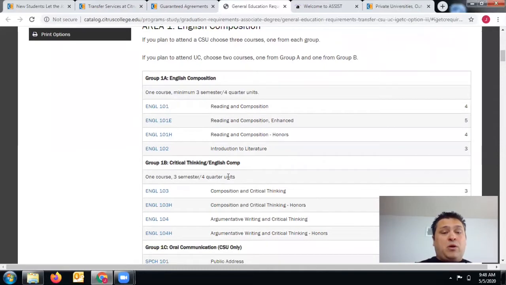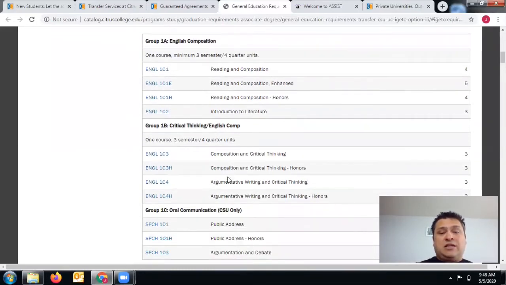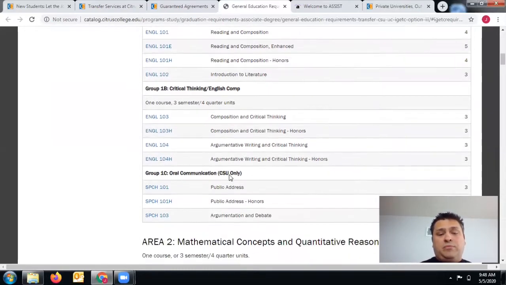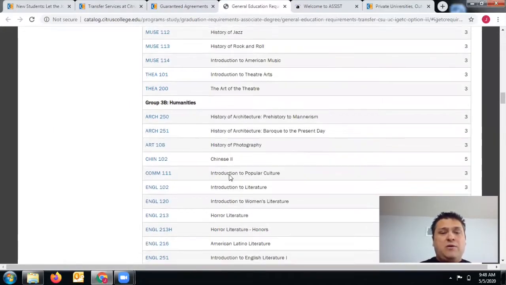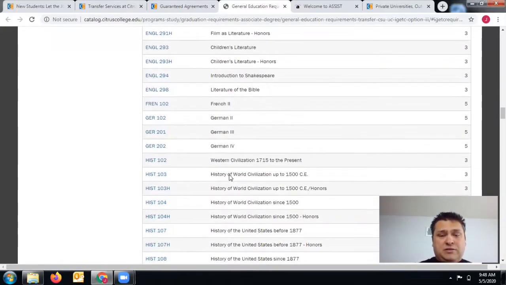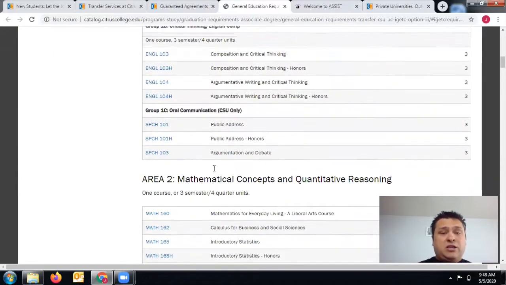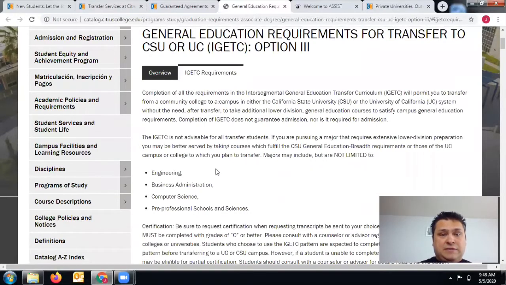1B is a separate requirement. And again, 4 classes listed, you only need to take 1 of them. And you keep going down the line. You have mathematics in here. You have arts and humanities in here. There's all these different options. Now, this is the minimum, this is the general education requirements for the IGETC.